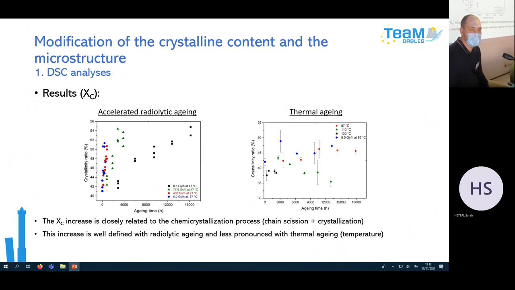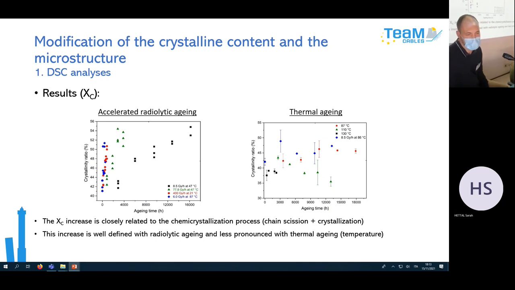As for the crystallinity ratio, when we look at this property as a function of different aging, either radiolytic or thermal, what you can see is that with radiolytic aging, we only see an increase of the crystalline content inside the material. It was not very obvious by just looking at the thermogram, but by integrating, we can see that we have an evolution from 42% to 54%, which is not negligible. And for the thermal aging, basically it's a bit random. Hard to explain what is going on inside this material.